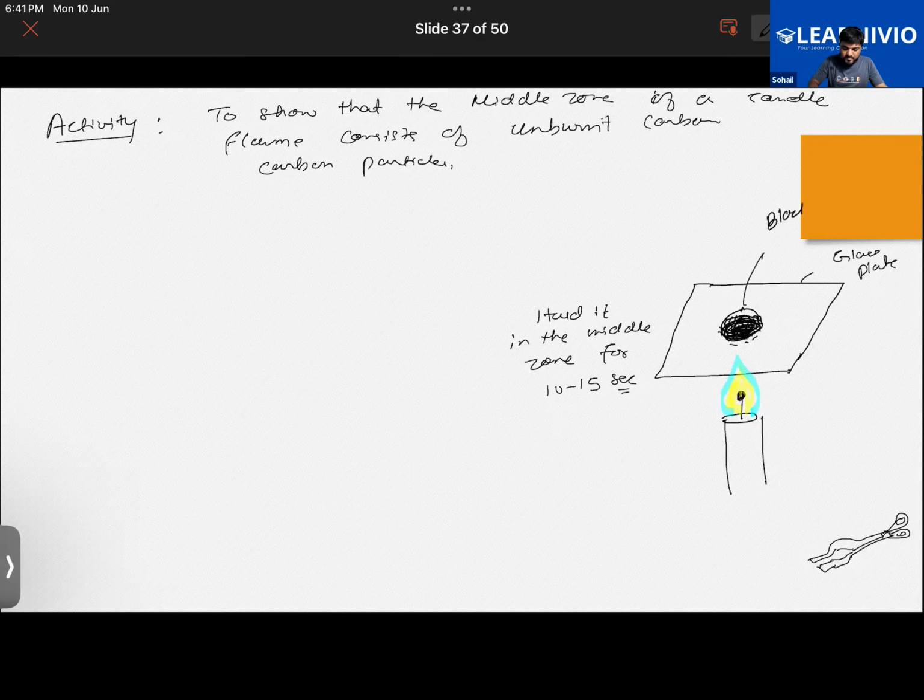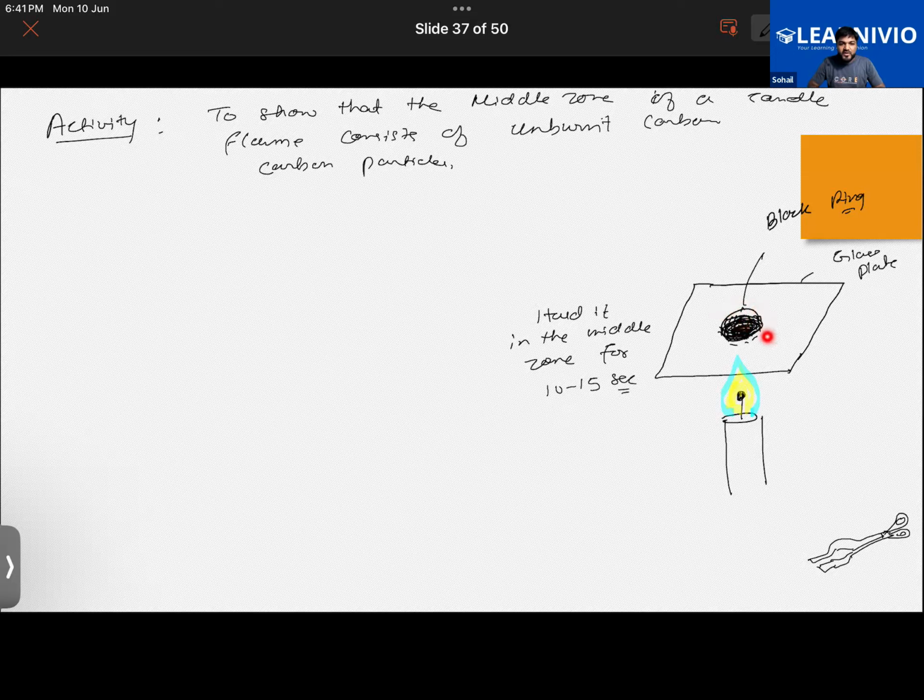Sir, if we light that black ring, it will catch fire. No, that will not catch fire. This black ring is basically unburned carbon particles. At that moment, if you try to light it, it is not going to catch fire. But if you collect lots of these unburned carbon particles and then try to burn them, then they will catch fire.